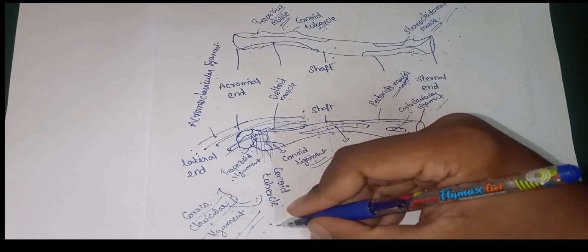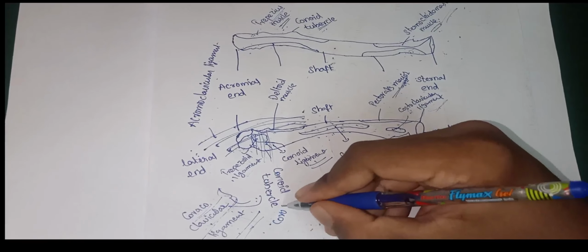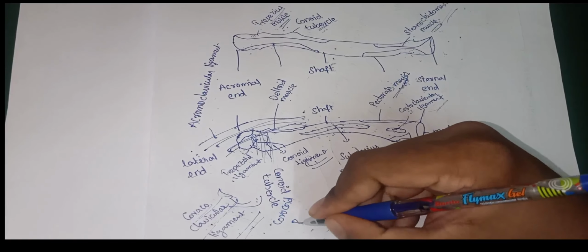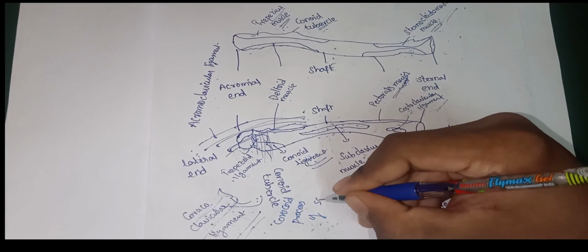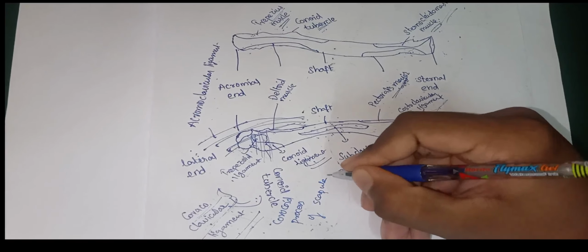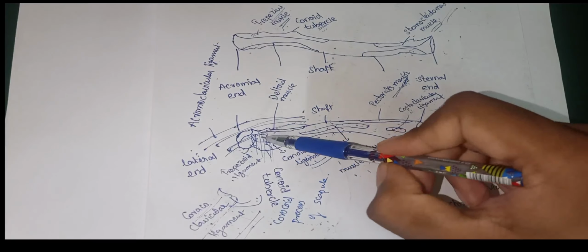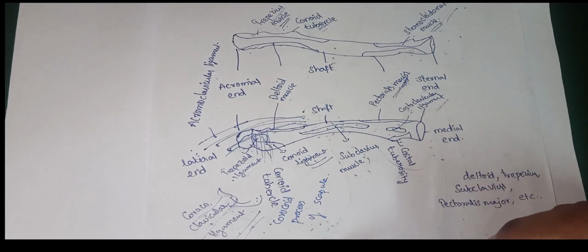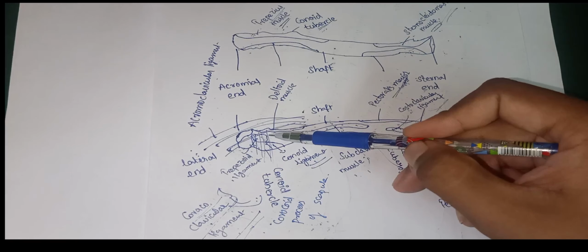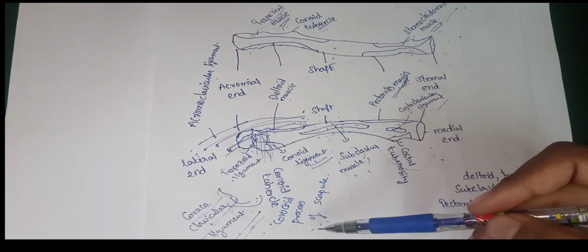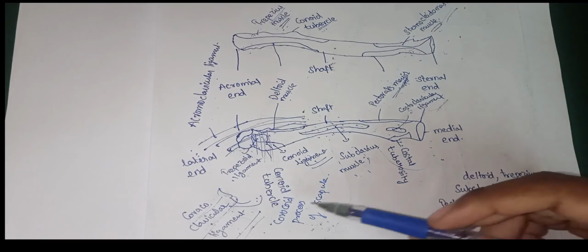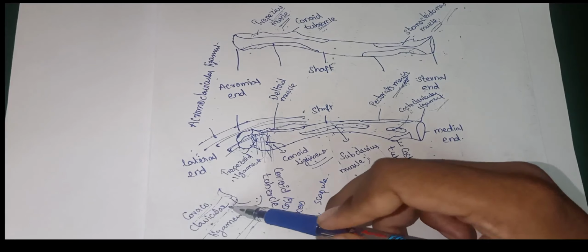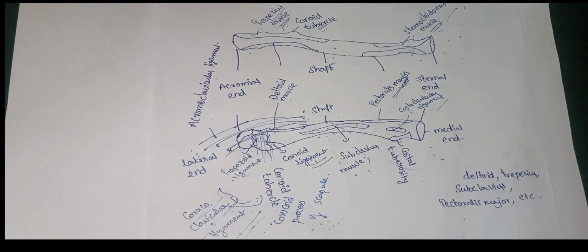Here I am going to write: coracoid process of the scapula. From the clavicle to the coracoid process of the scapula, this ligament runs, and we call it the coracoclavicular ligament.